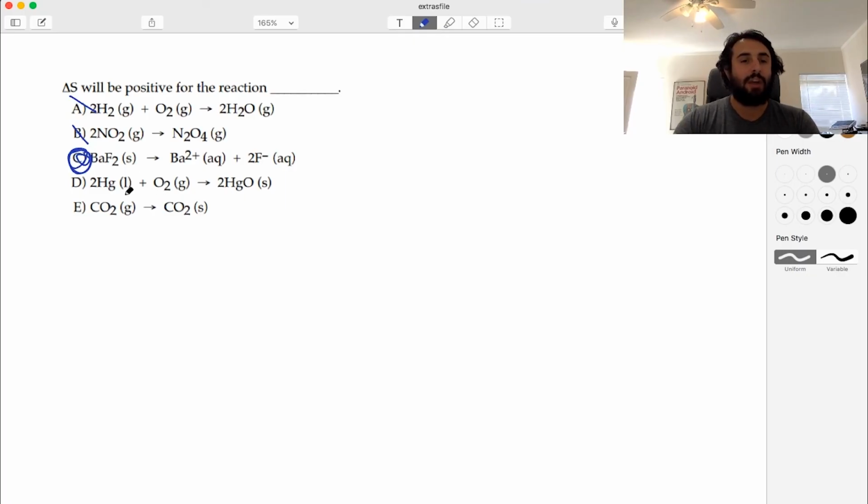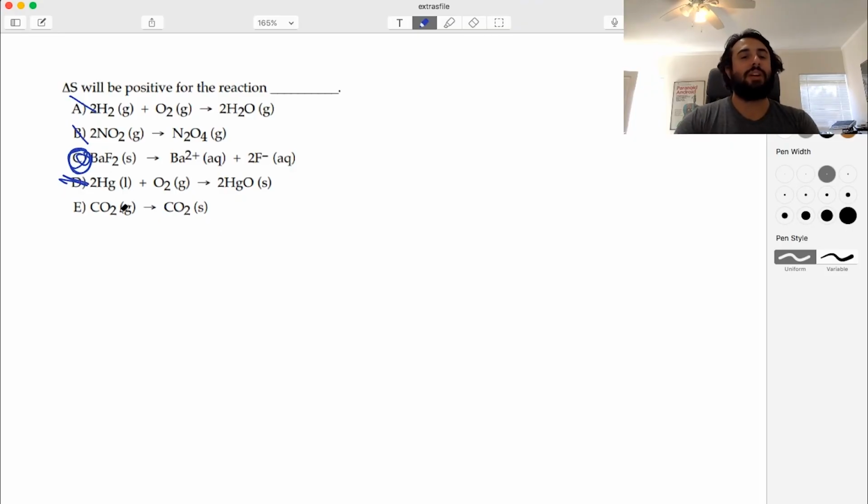Here we have mercury and O2, an oxygen gas, going to make HgO. And so this is terrible because we're going from 3 moles to 2 moles, and we're going from liquid and gas to the solid phase. Remember, going from solid to liquid to gas, entropy is increasing, and going from gas to liquid to solid, entropy is decreasing. So both because of stoichiometry and the phases, this is a bad answer.